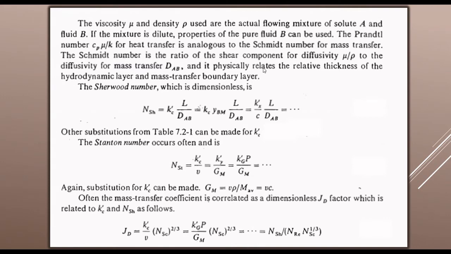And it is physically relating the relative thickness of the hydrodynamic layer and the mass transfer boundary layer. Now, the third type of dimensionless number is the Sherwood number, given by the formula K sub C prime times L over D_AB, and it could also be expressed in terms of this or in terms of this, depending on the convective mass transfer coefficient that is given in the problem, which we have discussed in the previous example.